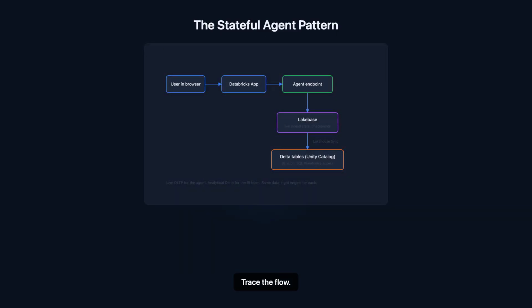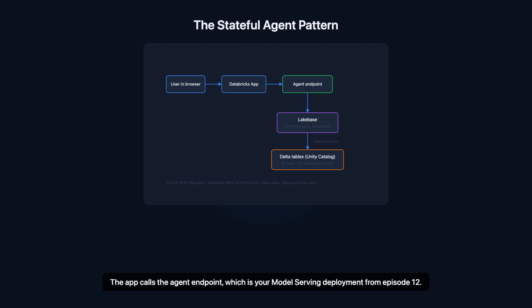Trace the flow. The user is in a browser. They hit the Databricks app, which is the front end. The app calls the agent endpoint, which is your model-serving deployment from episode 12. The agent reads and writes its current state to Lakebase. That's the OLTP side, low latency, per thread checkpoints.